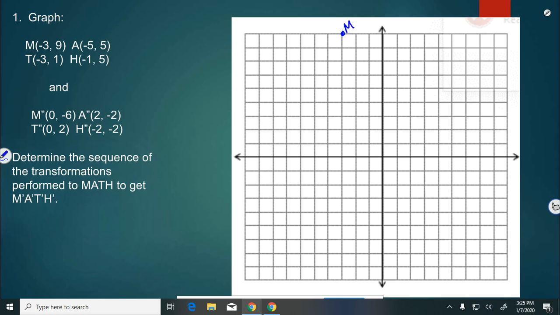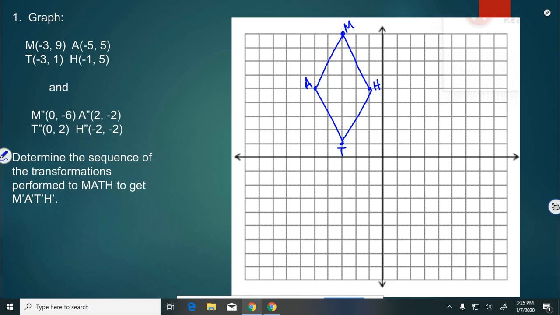A is (-5, 5), so that's left 5 and up 5. T is (-3, 1), so that's left 3 and up 1. And I'm going to move this A over, because it's going to be on the outside there. Then H is (-1, 5), so that's left 1 and up 5. So we have this rhombus looking shape. If we connect the points, a rhombus or a kite or a parallelogram would all be used to describe that shape. So now we have to graph our second one, our MATH double prime.